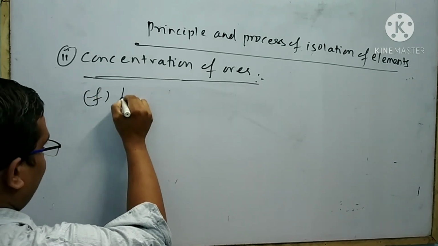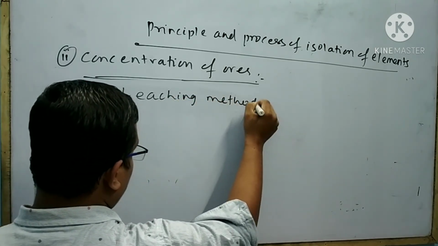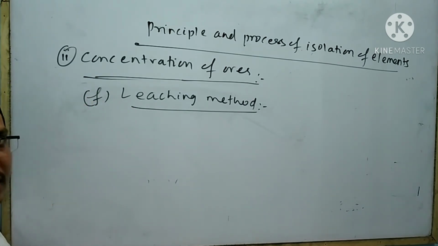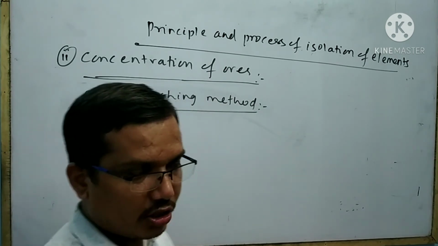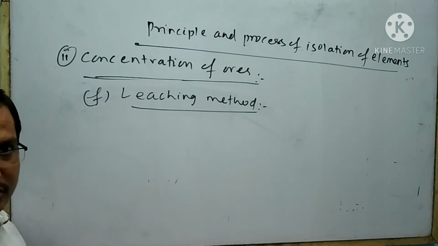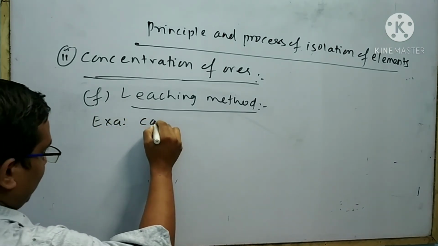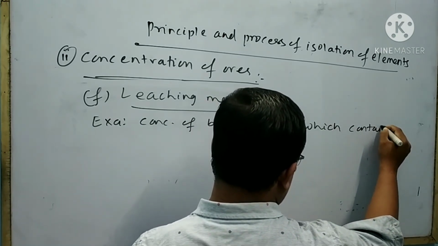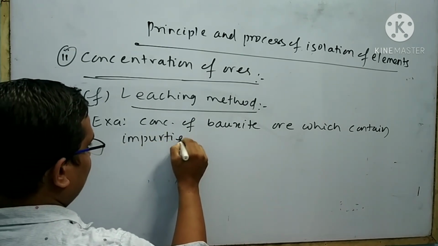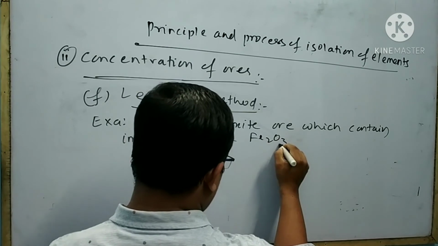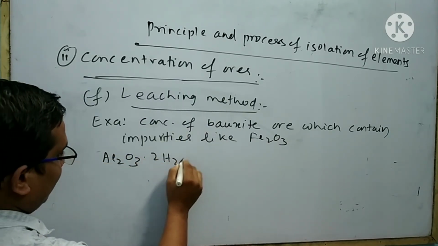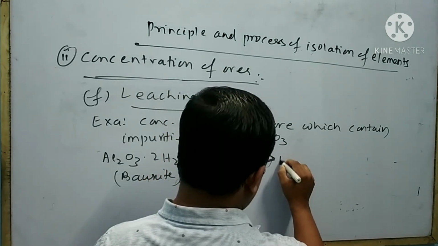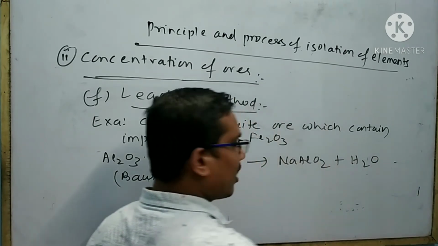Next method for concentration of ore is the leaching method. This is a chemical method. In this method, the powdered ore is treated with a certain chemical in which the ore particles are soluble while the impurity particles are insoluble. Example, concentration of bauxite ore which contains impurities like Fe2O3. At first the bauxite is treated with sodium hydroxide, then sodium metaaluminate and water are formed.